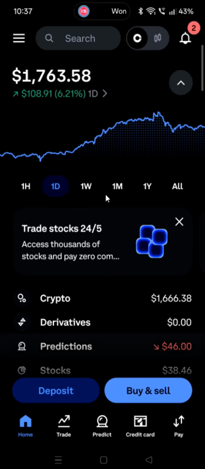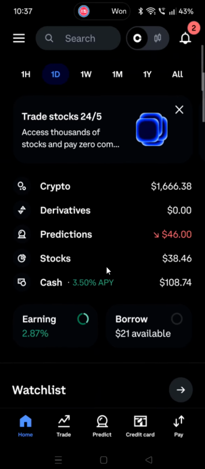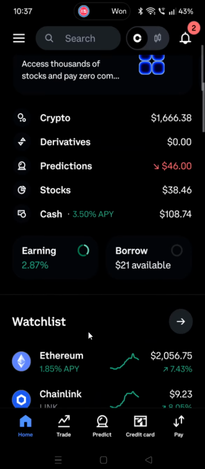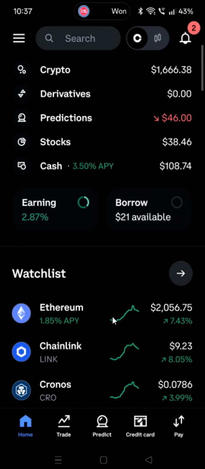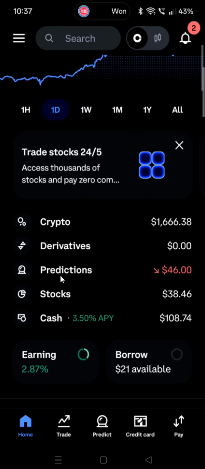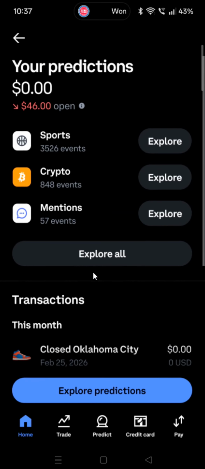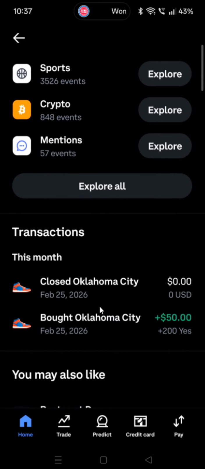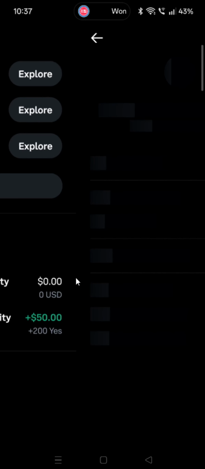Coming back to the homepage of the Coinbase app after that game has concluded and Oklahoma City came up just short, but all that matters in this particular instance is who won and who lost. So Oklahoma City lost. To check on this, I can click on my predictions right here. And these contracts will close automatically at the conclusion. So Oklahoma City lost. We can see that it was closed out. And of course, since they lost, I didn't receive anything for this.